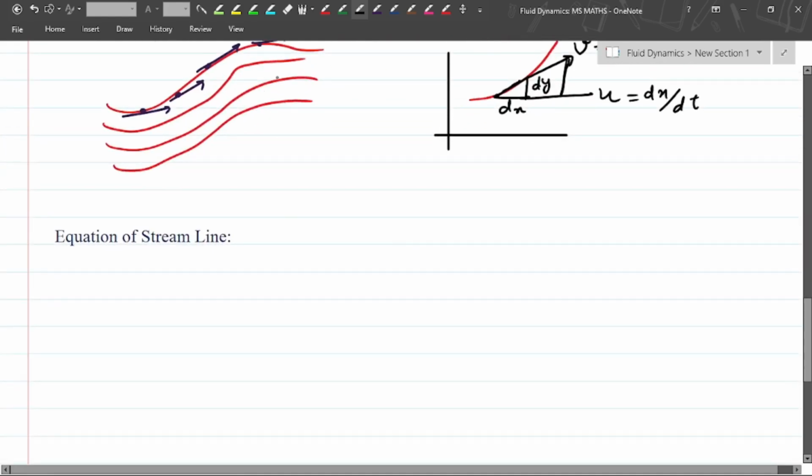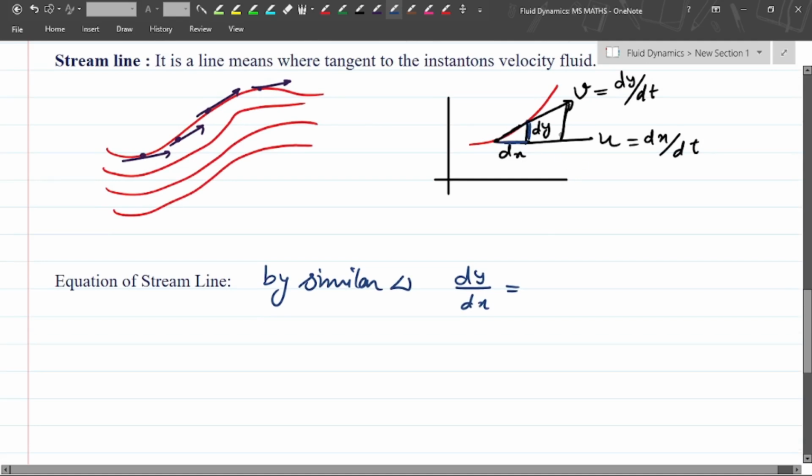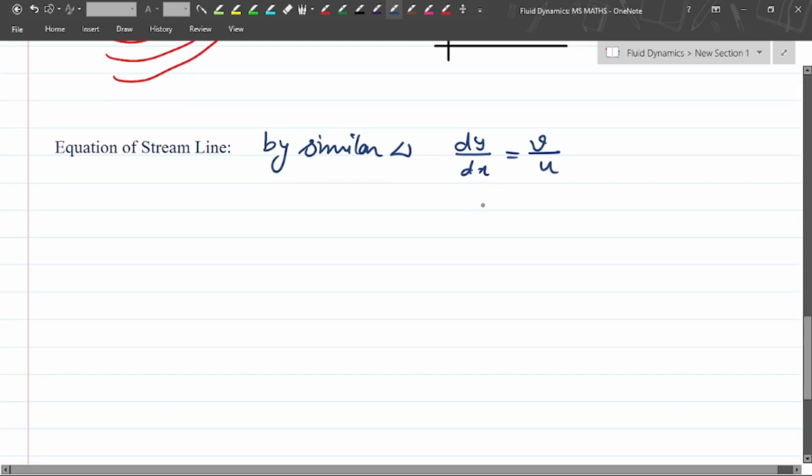By this similar triangle, we can find the equation of the streamline. By similar triangle, dy by dx, the ratio of this side and this side, will be v by u, because this is u and this is v. So it is v by u. So we have dy by v is equal to dx by u.